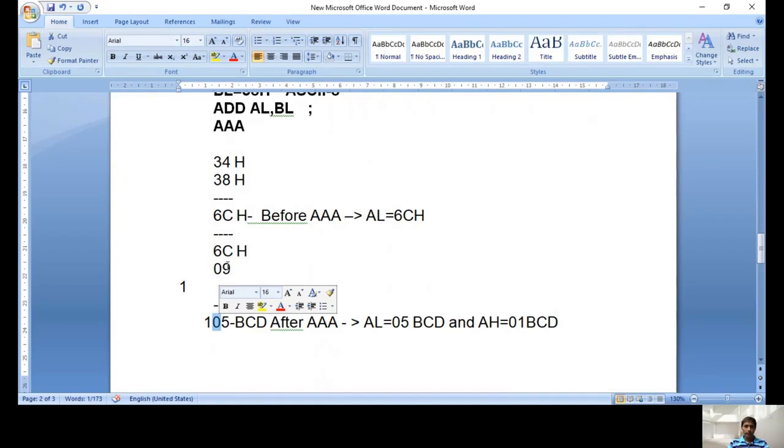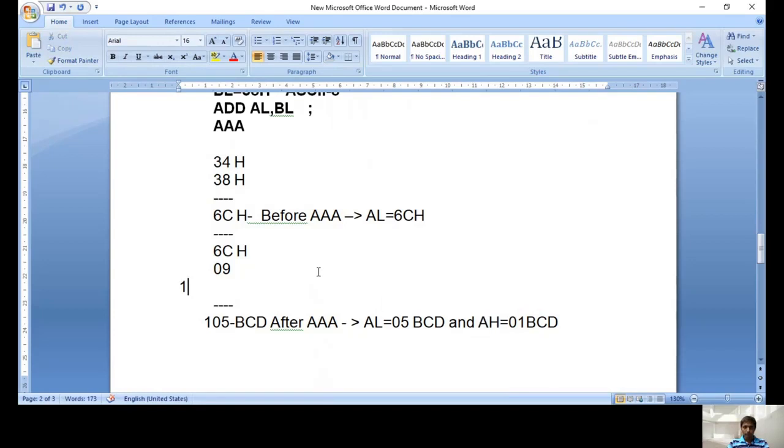That's why C plus 9 is 21 minus 16, and the result is 5. That carry goes to the next byte. So the higher 4-bit values are masked off, and the carry goes to the next byte. What is the overall result? 105 BCD. Here the lower byte is 05 and the higher byte is 01. So 05 is stored in the AL register, whereas 01 is stored in the AH register automatically.